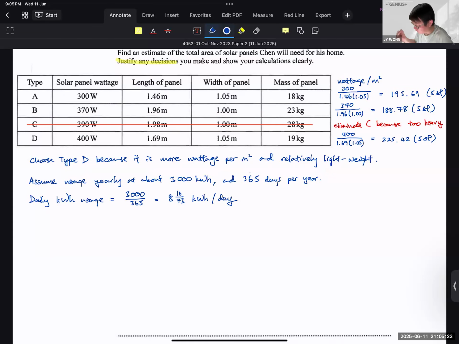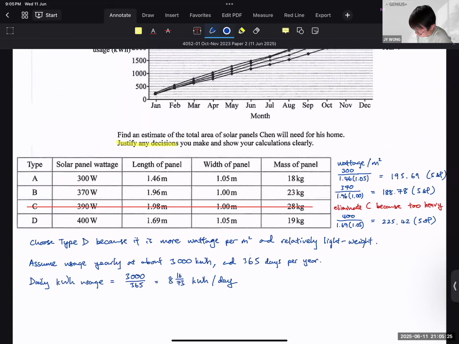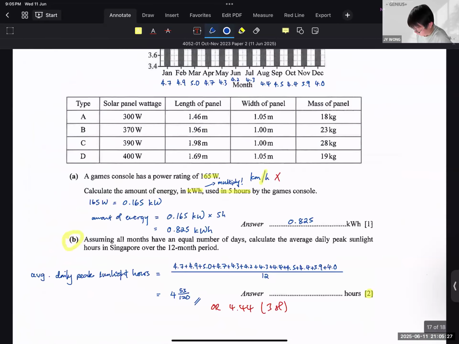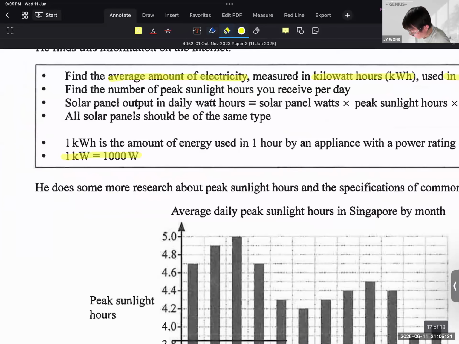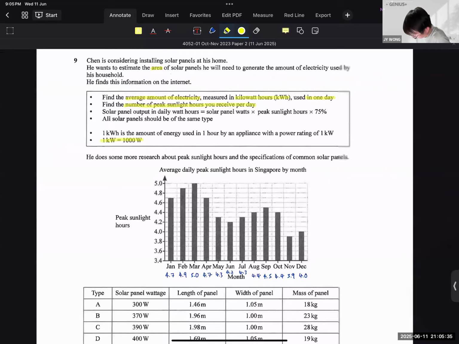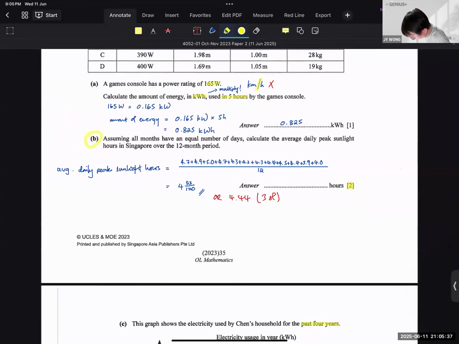So we have chosen the solar panel type. I know how much my usage per day is already. Then now what do I need? The next part that they want me to find is the number of peak sunlight hours you receive each day. We already found that in part B. So in part B, the answer given to us is 4 and 53 out of 120. So this part was already found in part B. We got 4 and 53 out of 120 hours.